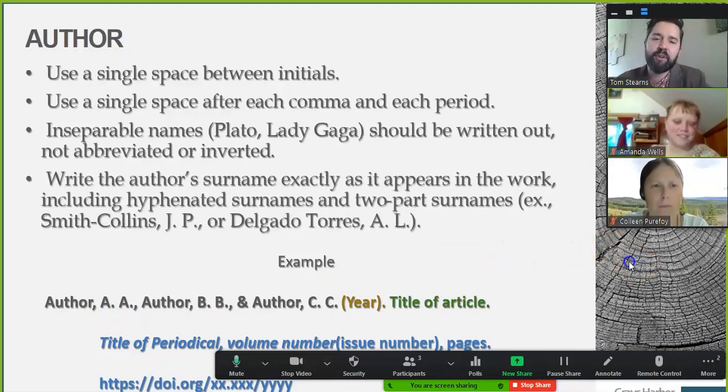You'll write the author's surname exactly as it appears in the work, including hyphenated surnames and two-part surnames. So sometimes people have last names that are hyphenated, like if someone's name is John Paul Smith Collins, then you would write their name as Smith Collins, comma, J period, P period. Or if the name is Ana Luisa Delgado Torres, then you would write that name as Delgado Torres, comma, A period, L period.